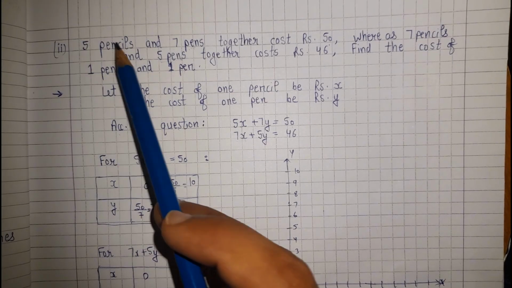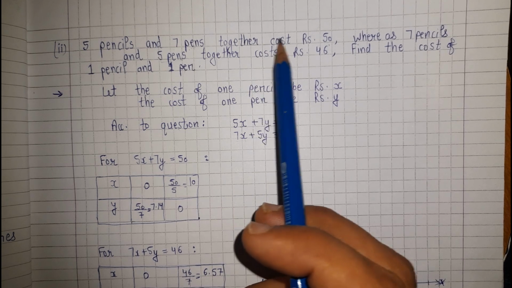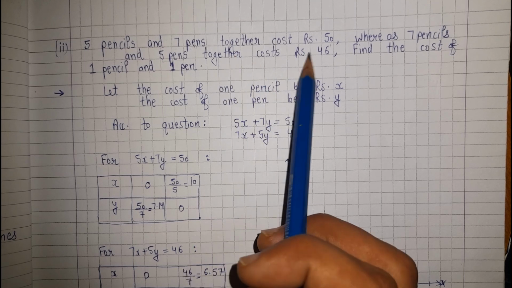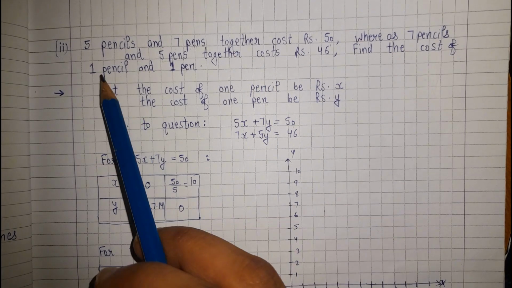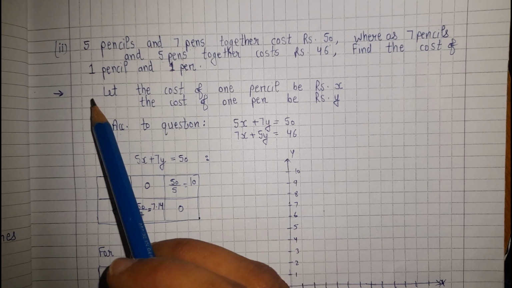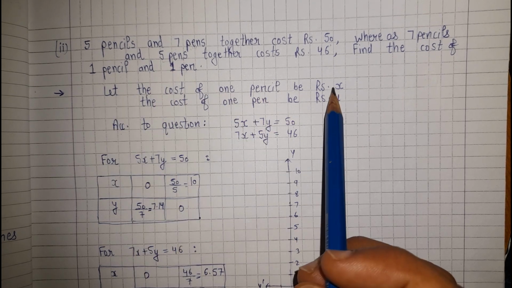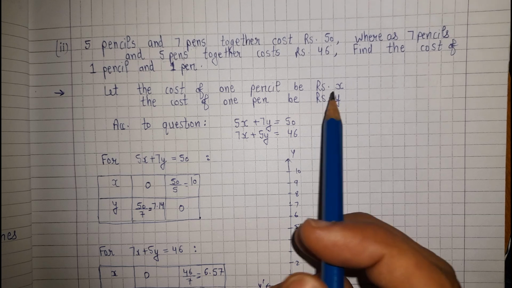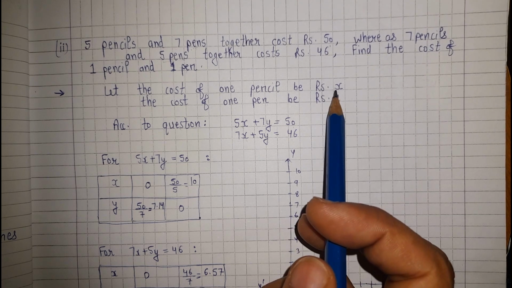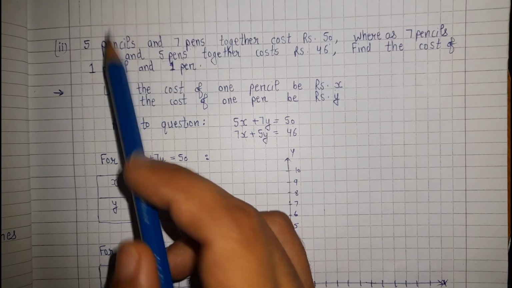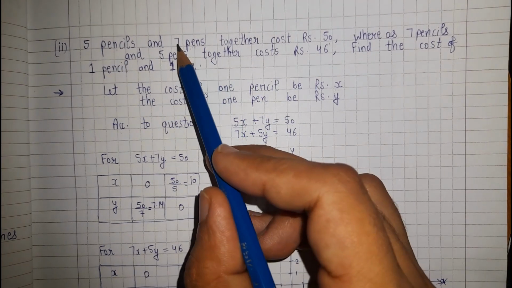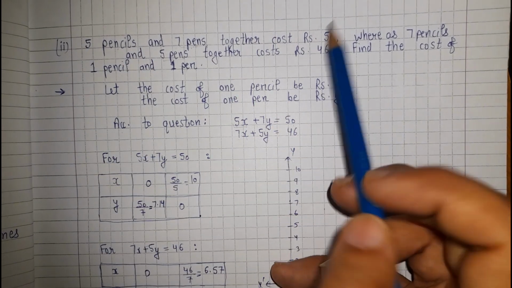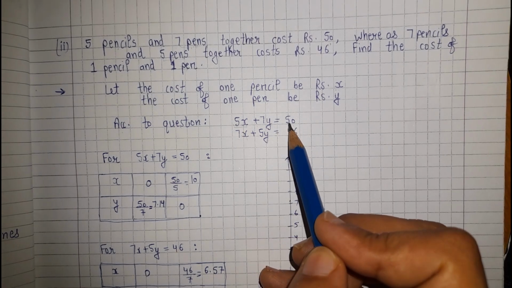In the next part, 5 pencils and 7 pens together cost rupees 50, whereas 7 pencils and 5 pens together cost rupees 46. Find the cost of 1 pencil and 1 pen. So now let the cost of 1 pencil be rupees x and the cost of 1 pen be rupees y. If 1 pencil costs rupees x, then 5 pencils will cost rupees 5x, and 7 pens will cost rupees 7y. So together it will cost rupees 50. So the whole amount is equal to 50.